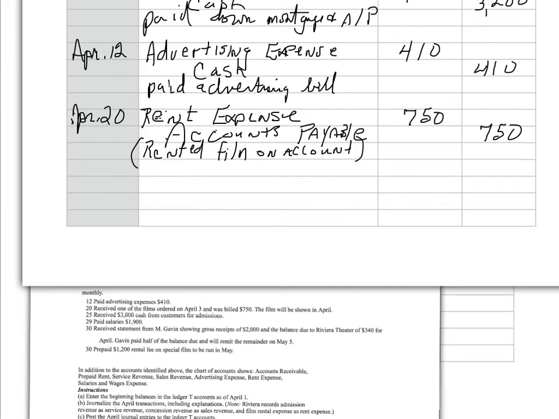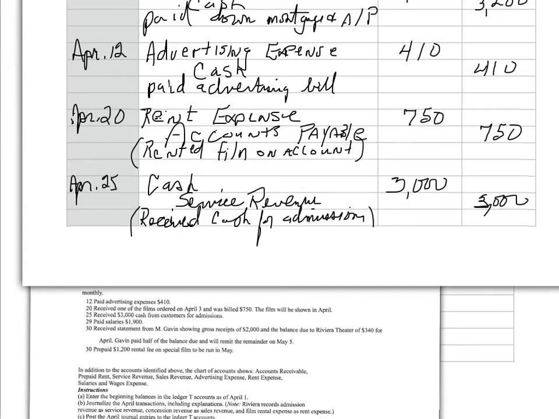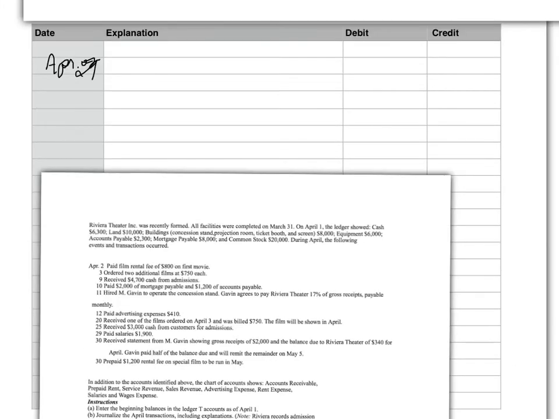On the 25th of April, I received $3,000 cash from customers for admissions, same as the one we did above. Journal entries begin to repeat themselves because the same transaction repeats itself. So April 25th, I received cash, so debit cash, and I earned revenue. And every time you earn revenue, you credit service revenue. And the explanation is received cash for admissions.